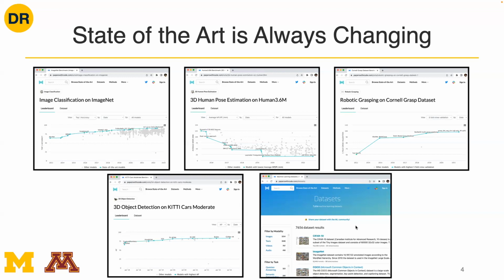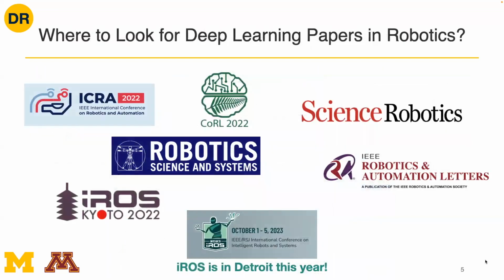So state of the art is always changing, and staying on top of the literature is an important skill, but also a very daunting skill, because there are so many papers being published that we can't read them all. So the next thing to ask is, okay, there are all these papers being published. Where can I find them?